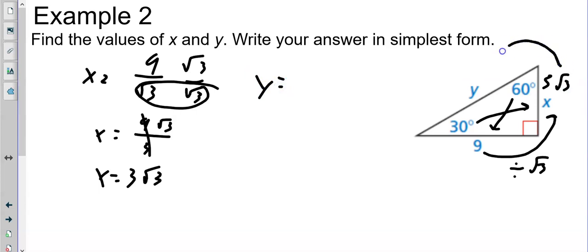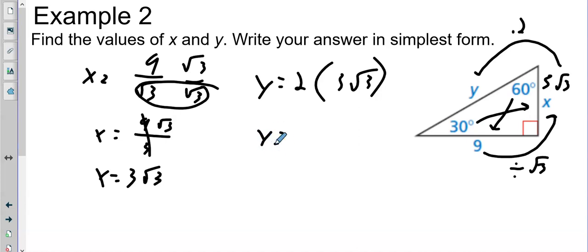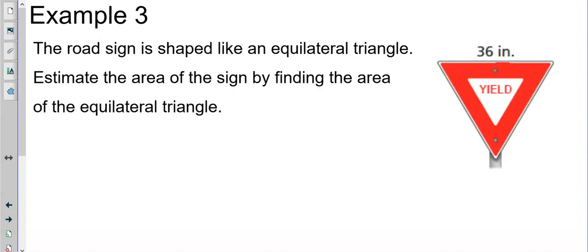To go from here to the longest side, we simply multiply by 2. So we're going to take 2 times 3 radical 3, which makes simply 6 radical 3. This is going to take some practice, don't worry. If you need to rewind and watch it again, but we're going to do plenty of practice problems with this.